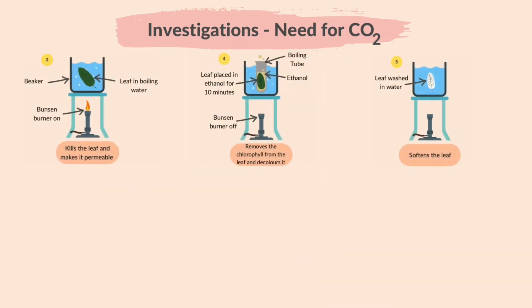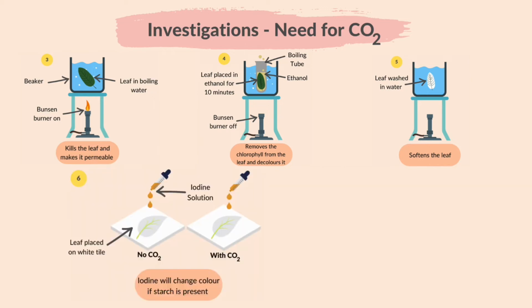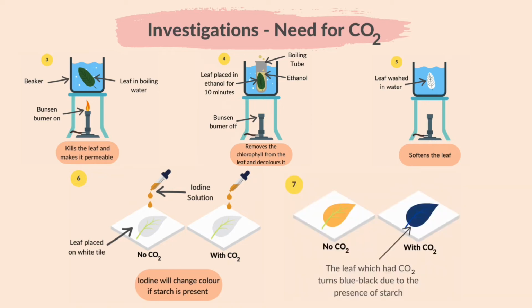Prepare the leaves as shown in steps 3 to 5 and test both plants for starch using iodine. The leaf from the plant placed near water will turn blue-black as it has all necessary requirements for photosynthesis. However, the leaf from the plant near the sodium hydroxide will not turn blue-black. It will remain orange-brown, the color of iodine solution, as it could not photosynthesize due to the lack of carbon dioxide.